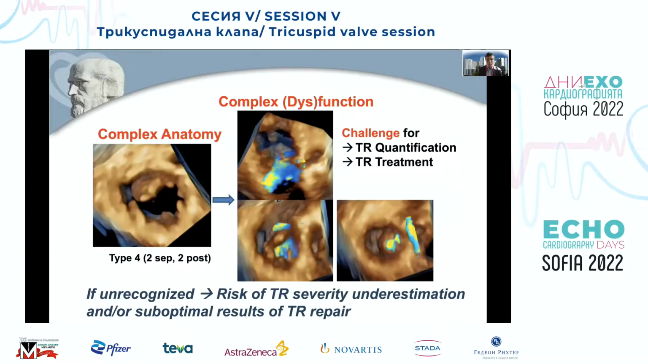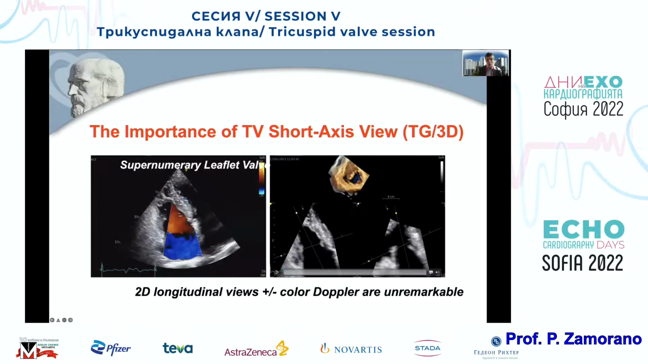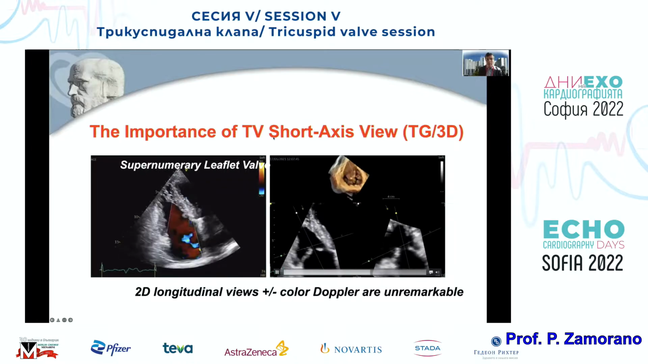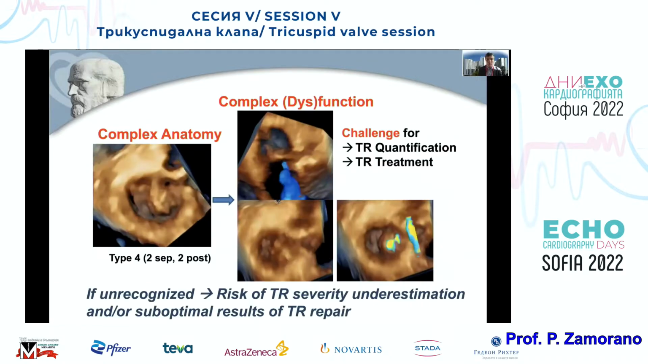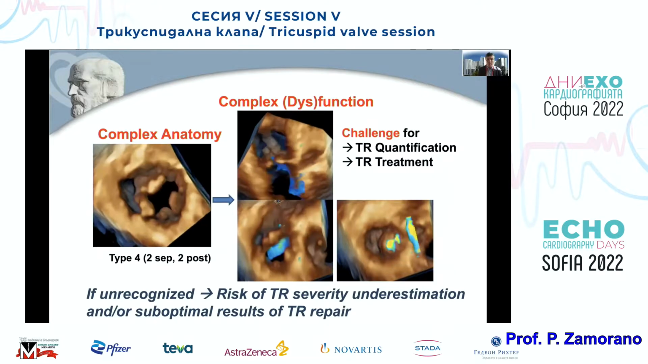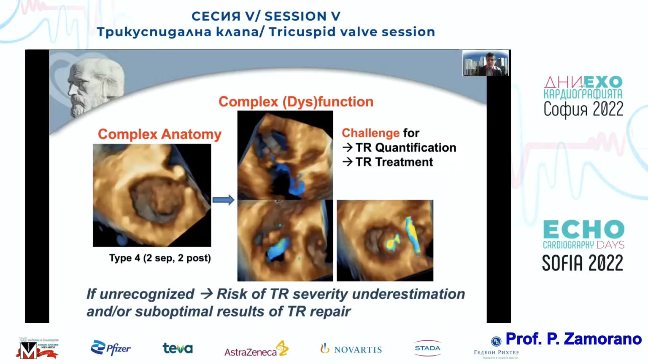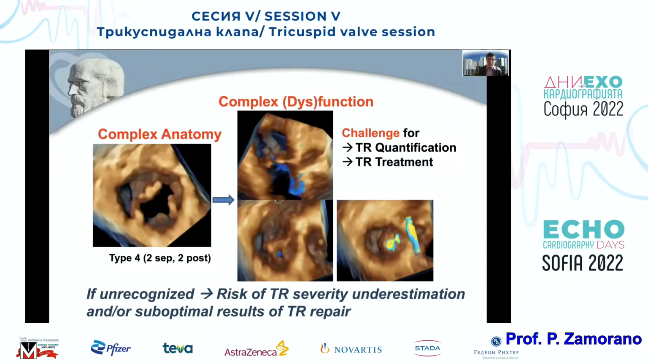Also, don't forget that the short axis view is extremely relevant, mainly if we want to make a percutaneous intervention, because it's extremely important to guide the intervention. And for this, the short axis view is extremely relevant, if feasible, in 3D echo. So in summary, we have a complex anatomy, but also a complex dysfunction, and this is a challenge for TR quantification and also for the TR treatment.